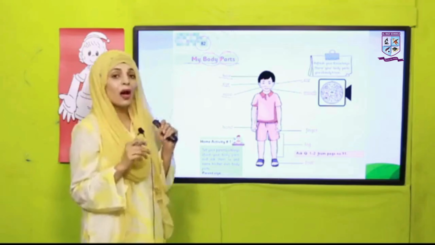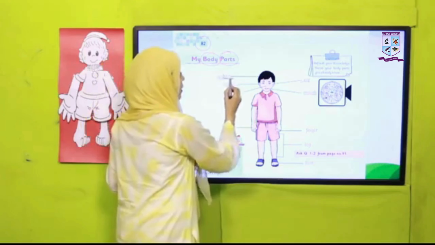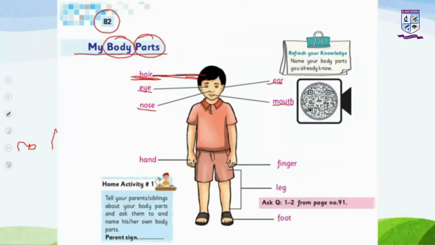You have to, I will read them out and you have to repeat the words after me. Okay, here, these are hair, hair, your hair. Then come eyes, ear, nose. Are you repeating after me? Nose. Mouth. Mouth. Hand. Hand. Finger. Leg. From here to here it is leg. And then underneath the leg, this part is foot.